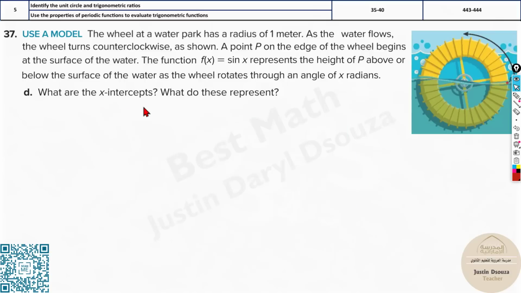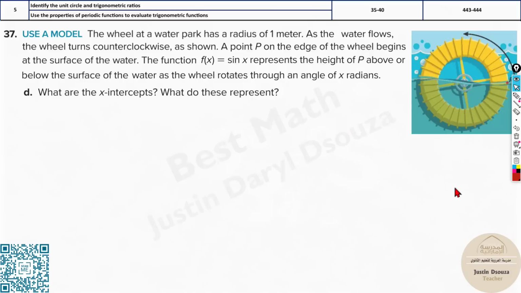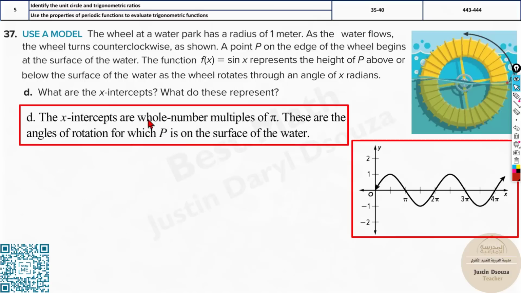Now, what about D? What are the x-intercepts? We need to look at the graph again over here. What are the x-intercepts? Wherever the graph touches the x-axis, it's at 0, pi, 2 pi, 3 pi, and so on. All the multiples of pi, basically. See, the whole number multiples. It has to be whole numbers like 0, 1, 2, 3, 4, 5, 6. When you multiply by pi, you will see it always touches the x-axis. That is basically the intercepts.